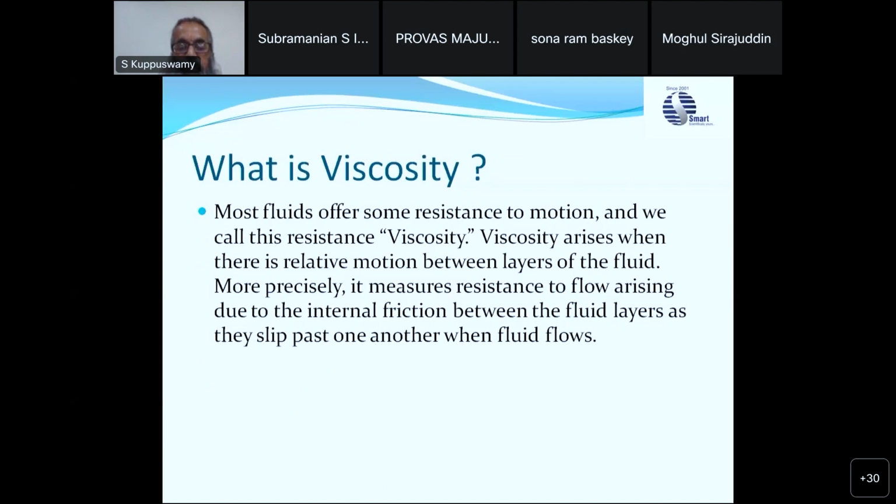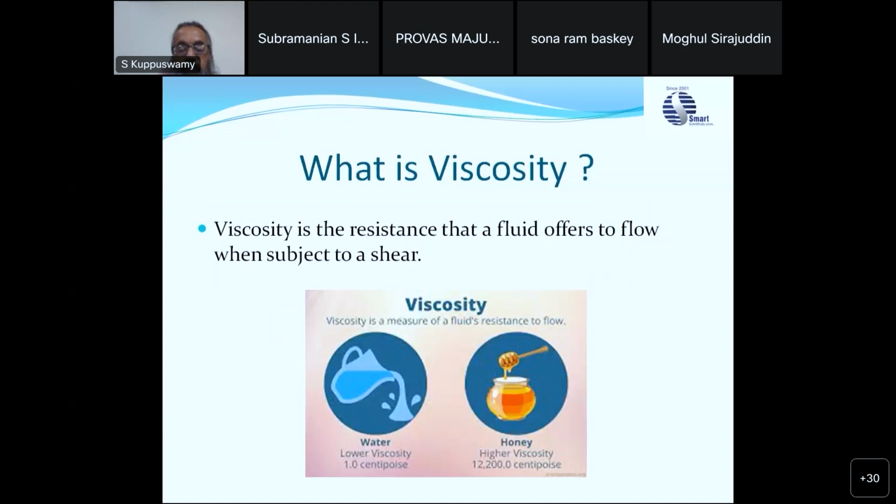So the very basic definition for viscosity, every one of us is very much aware of this. Most fluids offer some resistance to motion, and we call this viscosity. It arises when there is a relative motion between the layers of the fluid. More precisely, it measures resistance to flow arising due to the internal friction between the fluid layers as they slip past one another when fluid flows. This is a simple definition, everyone knows.